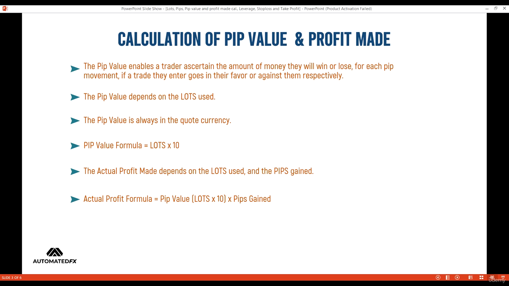Remember, the pip value is the value of one pip movement. So what if the price moves more than one pip? We're also going to be learning how to calculate the value. The actual profit made depends on the lots used and the pips gained. So there's also a formula for actual profit, which is the pip value times the pips gained. These are things you should have in mind before we move to the next slide.